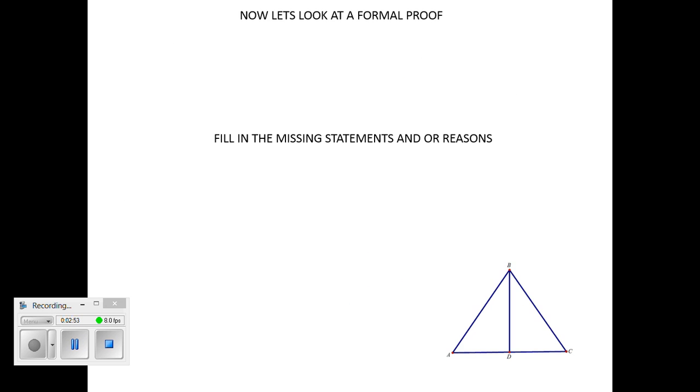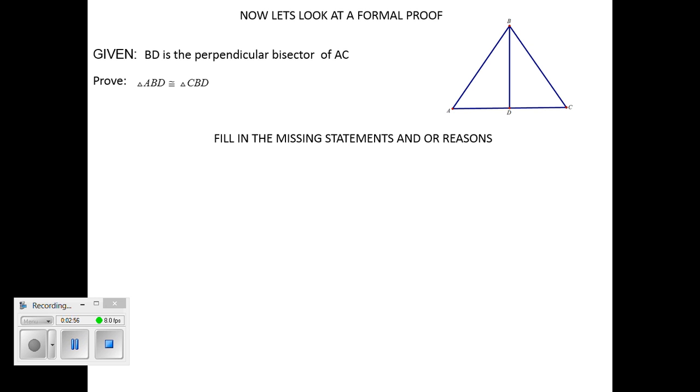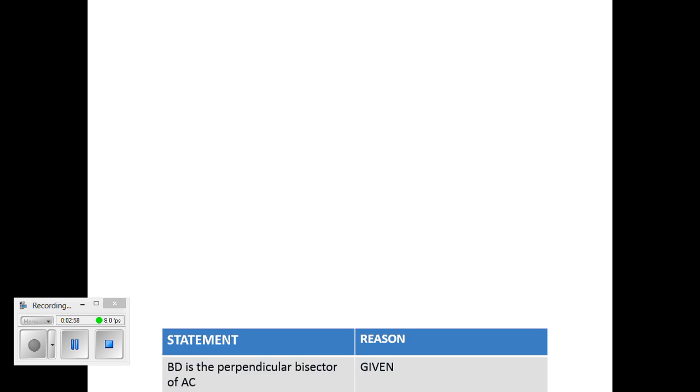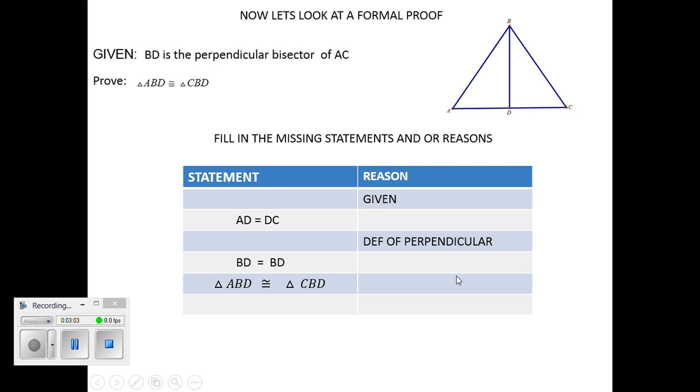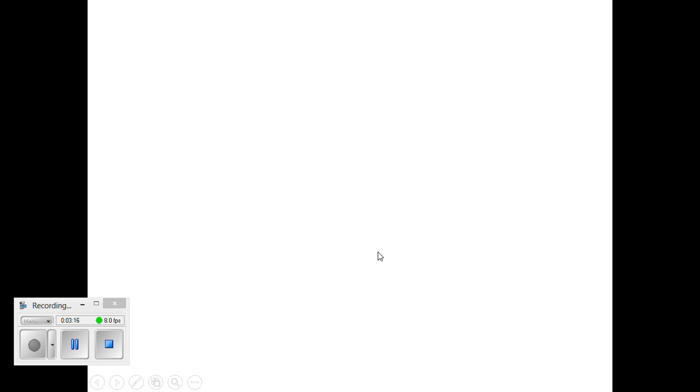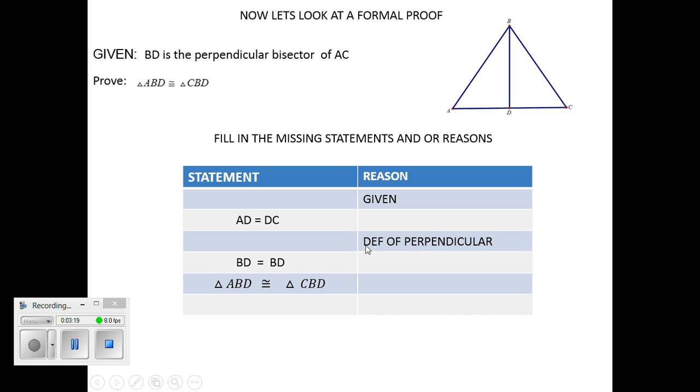Okay, and here's a final one, a proof with a perpendicular bisector. So we put in the pieces of that for the proof. Okay, let's go back and look at that proof. We start off with the perpendicular bisector. With the perpendicular bisector, we conclude AD and DC are equal. And then from the perpendicular, we can determine that the two angles here at D are equal, and they share a common side. This reflects the property, so the triangles are congruent.